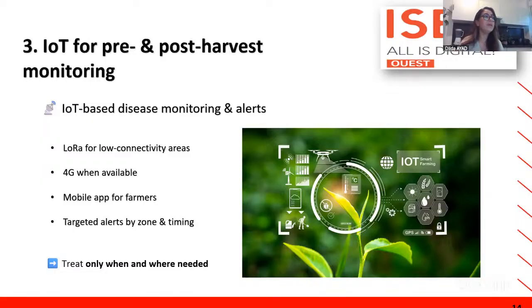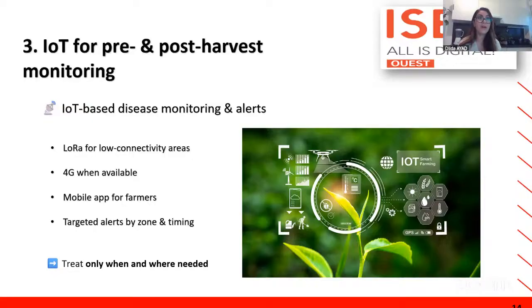Let's move to the third approach on what I'm currently working on regarding IoT for pre and post-harvest monitoring. This ongoing application project relies on LoRa communication for areas without network coverage and 4G where available. Data are transmitted directly to a simple mobile application accessed by the farmers.